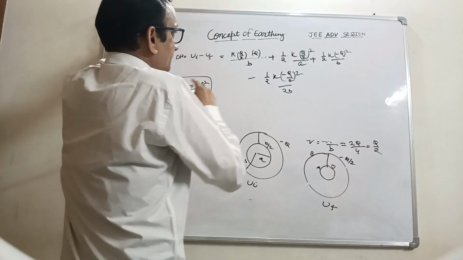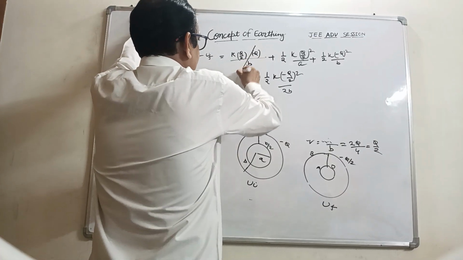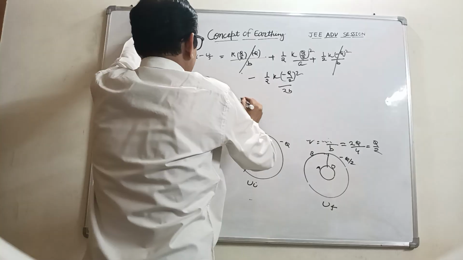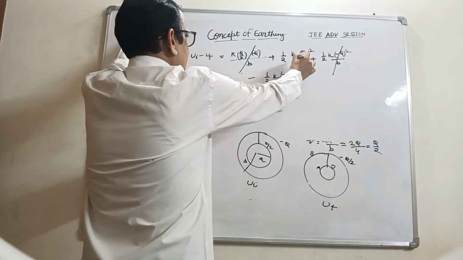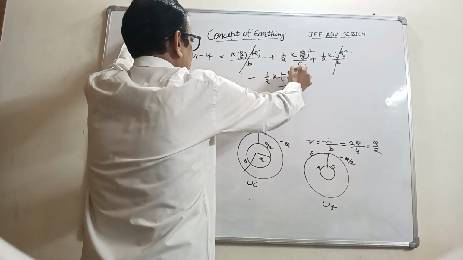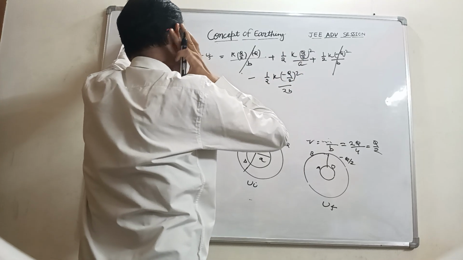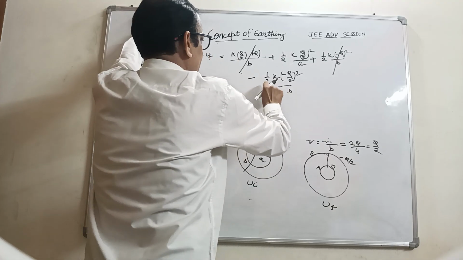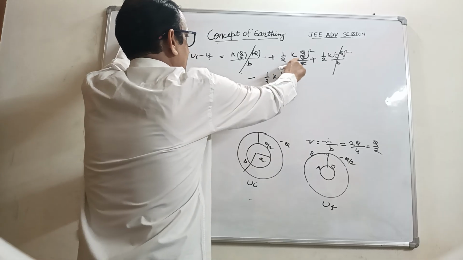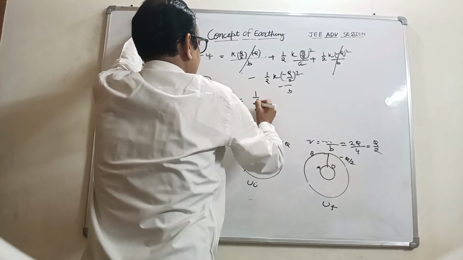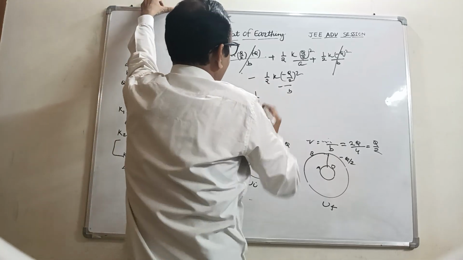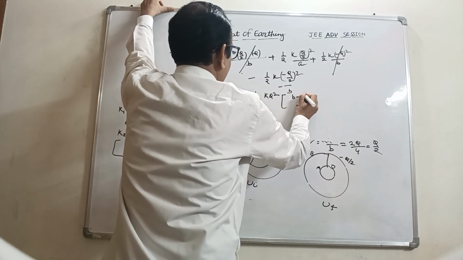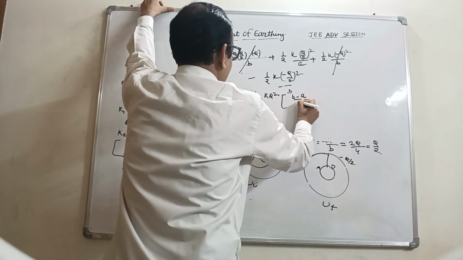So this is a minus term, this is a plus term, so this cancels out, and this term remains here. So we write here Q by 2 squared means Q square by 4, and 1 by 2 persists, so this would be 1 by 8, 1 by 8 K Q square upon B minus A upon AB.